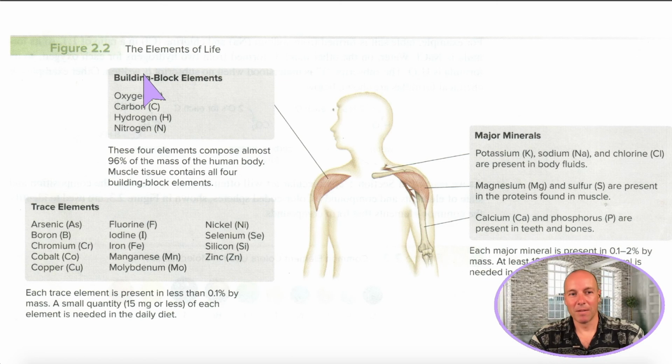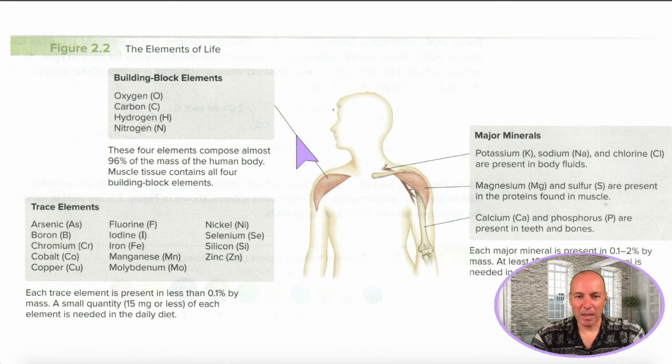You should know the 4 building block elements that comprise 96% of the mass of the human body: carbon, oxygen, hydrogen, and nitrogen. The major minerals compose most of the remaining 4%. There are 7 major minerals: potassium, sodium, and chlorine you'll find present in body fluids. Magnesium and sulfur are present in proteins found in the muscle. Calcium and phosphorus are found in teeth and bones. You need at least 100 milligrams of each of these 7 major minerals in your daily diet.